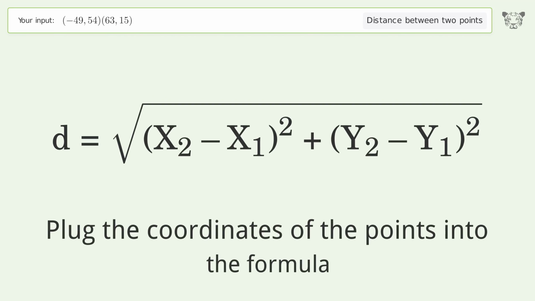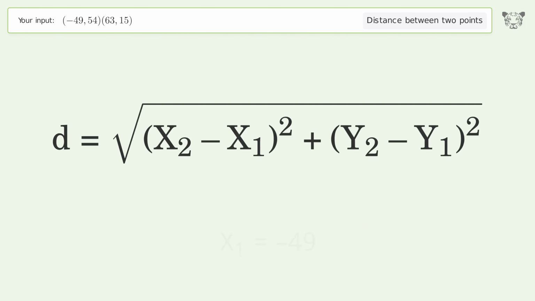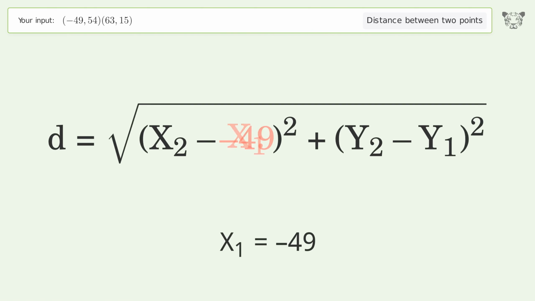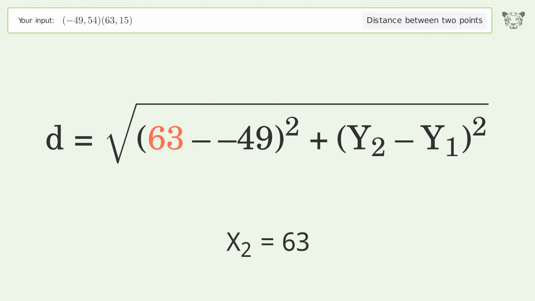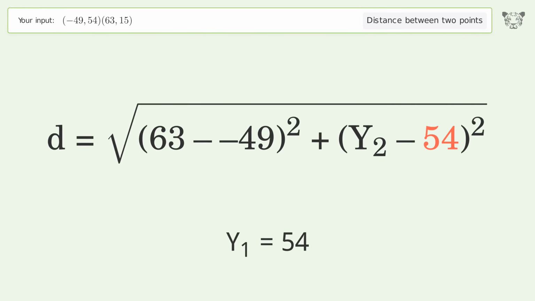Plug the coordinates of the points into the formula. x1 equals -49. x2 equals 63. y1 equals 54. y2 equals 15.